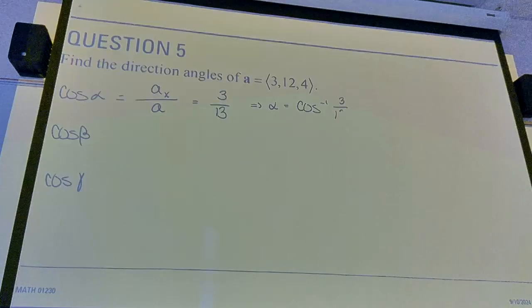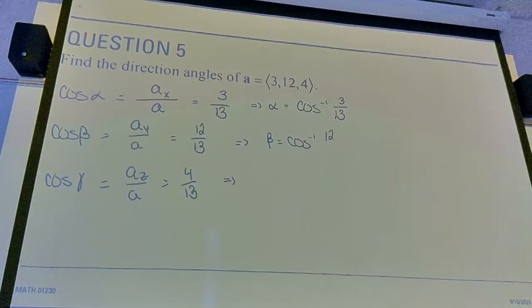Well, can I do a similar argument for beta and gamma? Be the y component divided by the magnitude. And then the z component divided by the magnitude. What is the y component? The z component? Those are your direction angles.